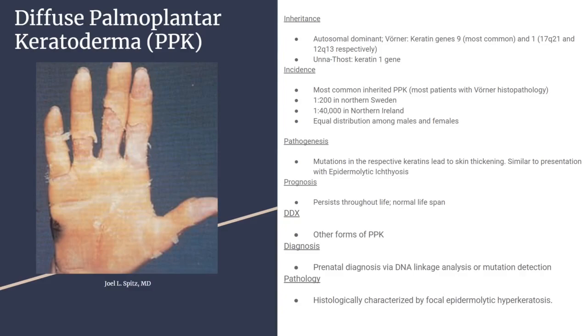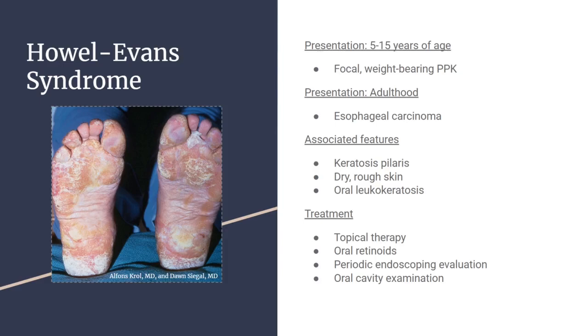Ultimately, prenatal diagnosis can be found through DNA linkage analysis, just DNA mutation analysis in general. And we talked about the histologically characterized by focal epidermolytic hyperkeratosis, specifically in the Warner variant. Next, we have Howell-Evans syndrome, and that's considered a focal PPK in the weight-bearing areas.